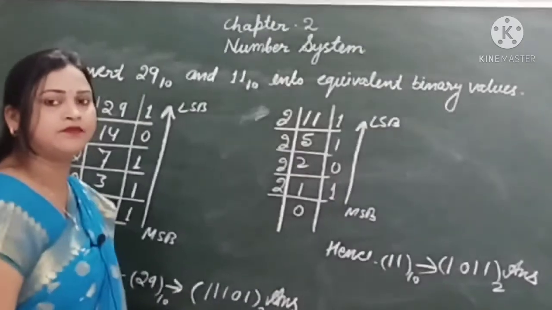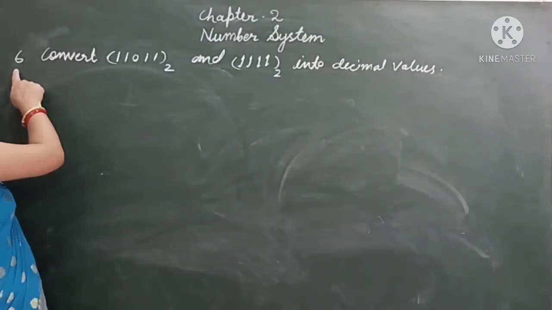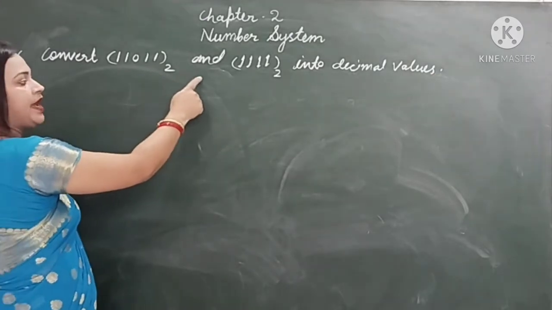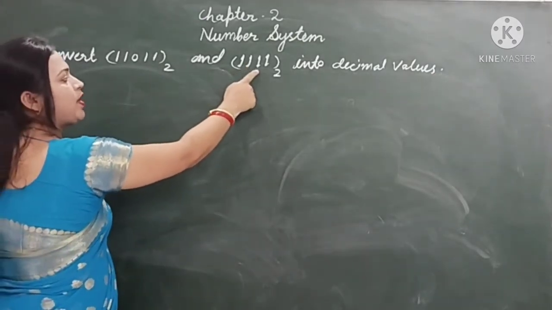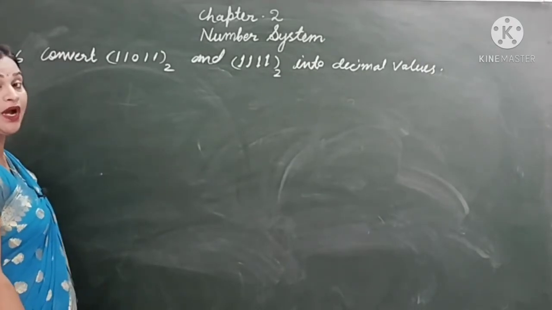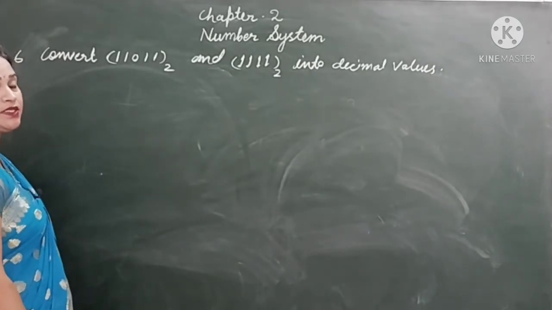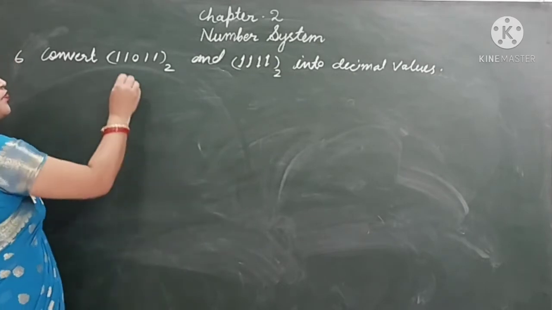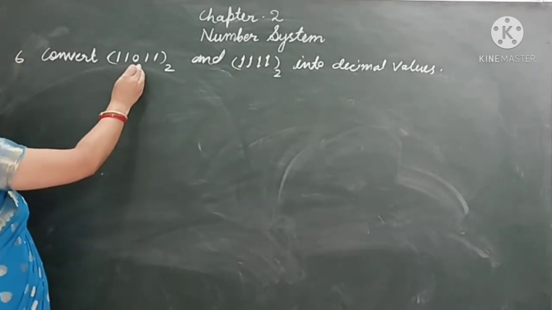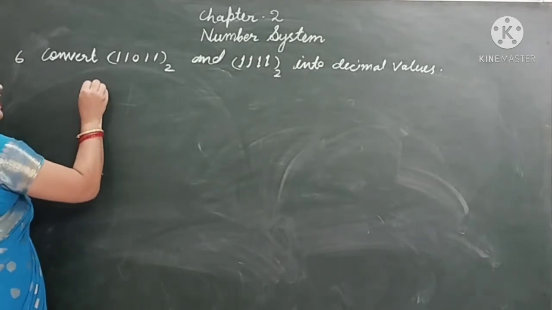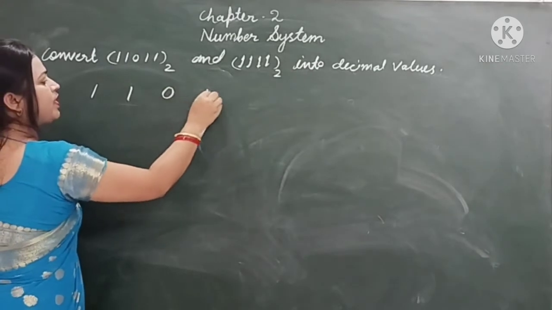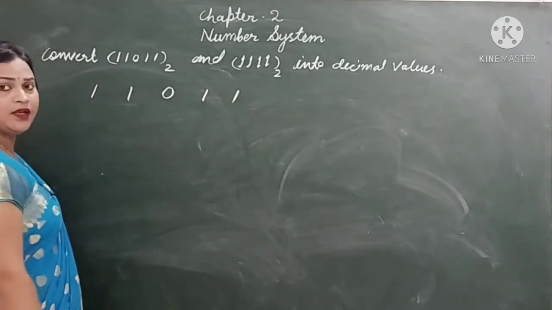Okay. Now question number 6. Convert 11011 base 2 and 1111 base 2 into decimal values. So how to do? We have discussed all these things. So let's start. First we write these digits. We'll do the first part at first. First we write this 1 1 0 1 1. Okay. Then what we do?